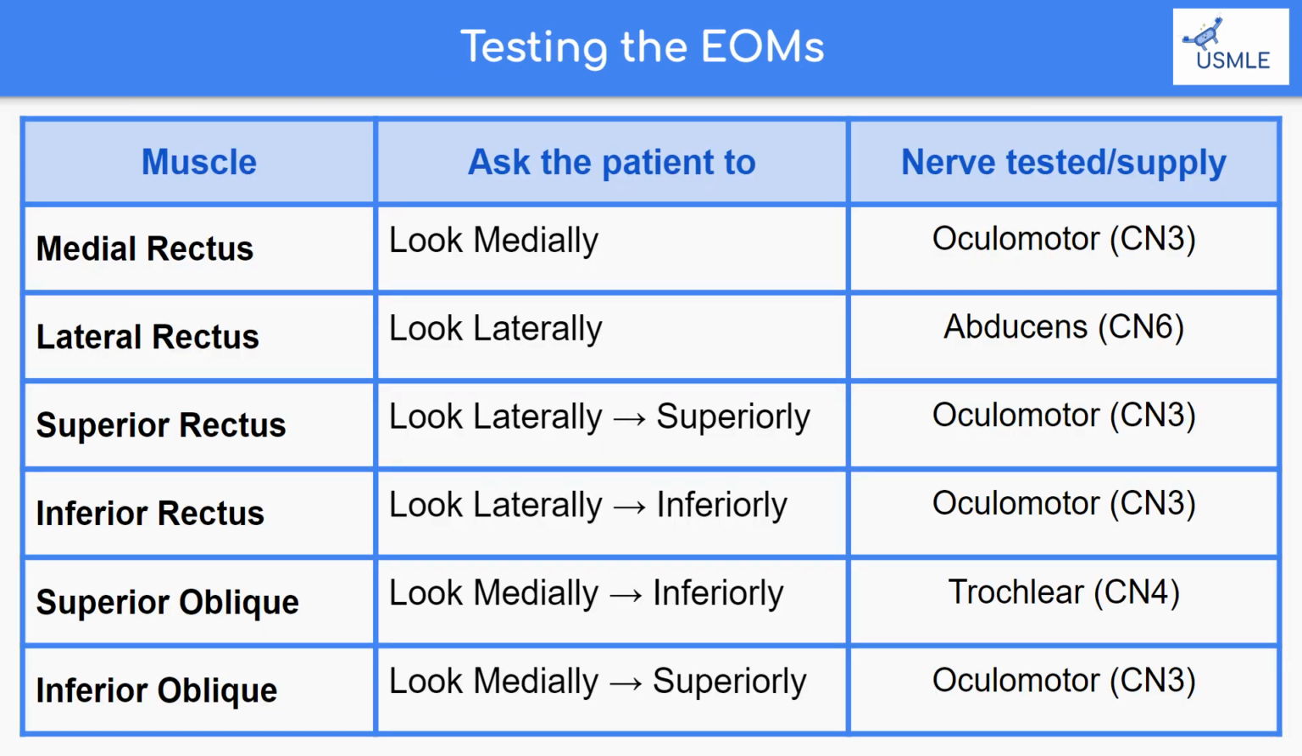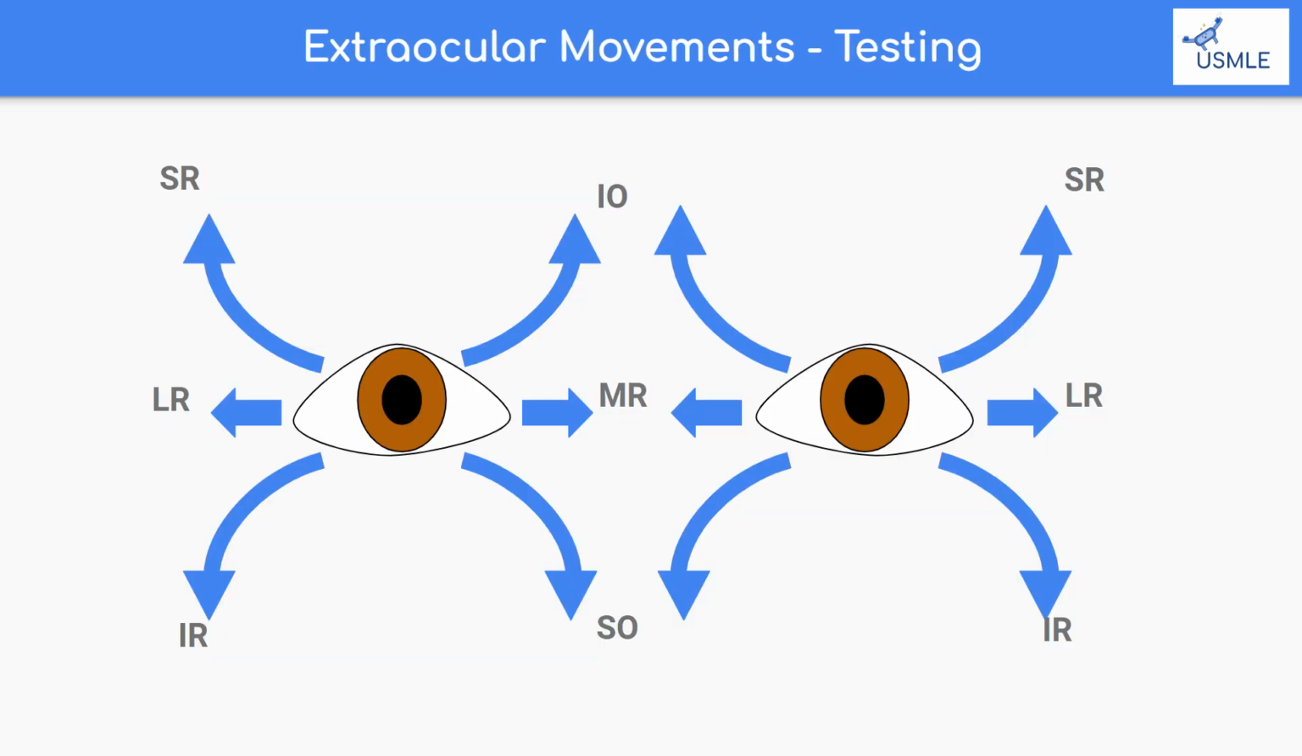Testing the extraocular movements is a relatively high-yield concept. Notice what the patient is being instructed to do and the cranial nerve involved. Again, follow the diagram as I go over the instructions. When you ask the patient to look medially, the medial rectus is being tested along with the oculomotor nerve. When you ask the patient to look laterally, the lateral rectus is being tested along with the abducens nerve.